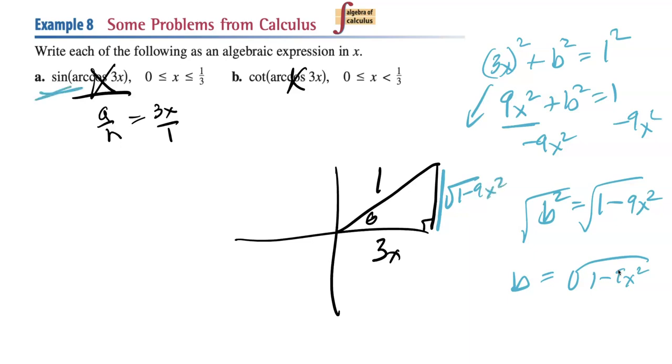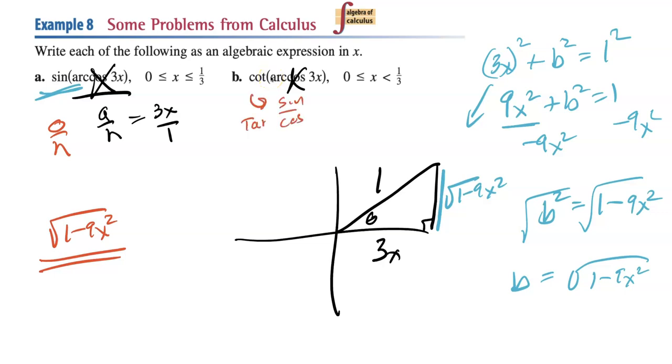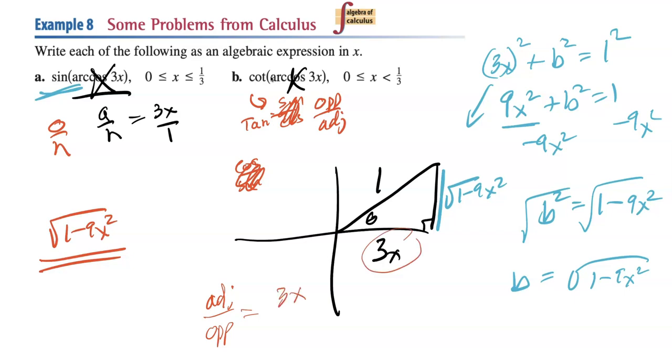So what is sine of that? Sine is SOHCAHTOA, opposite over hypotenuse. So the square root of 1 minus 9x squared over 1, so just that. And then what's cotan? Remember, tan is sine over cosine, so cotan will be cosine over sine. Or taking it back a bit, tan is opposite over adjacent, so we want adjacent over opposite. So adjacent 3x over the opposite, the square root of 1 minus 9x squared. And that's our answer. That's how we do this problem.